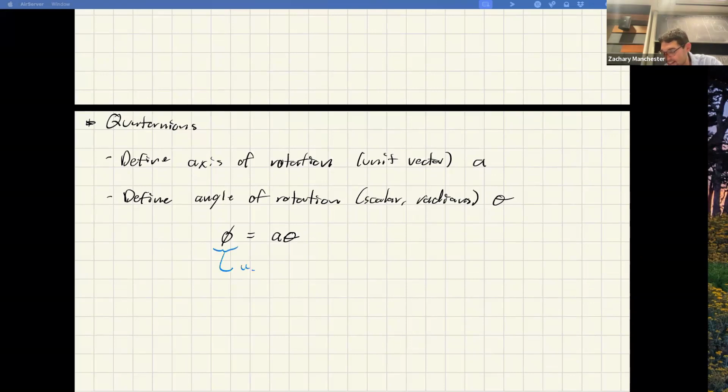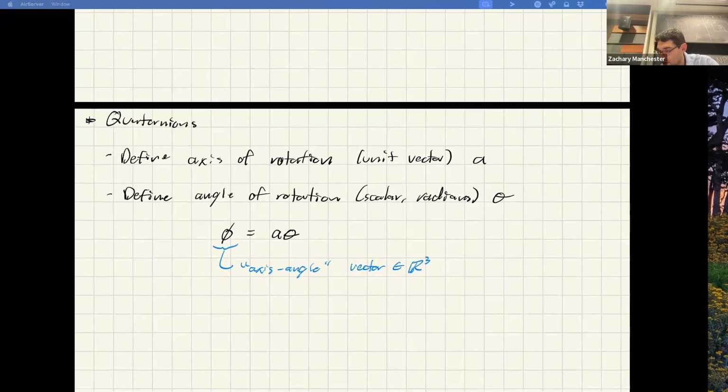So we call this an axis angle. And this is a vector in R3. It has the property that the norm of phi equals theta, and phi over norm phi, so if I normalize the vector, that's A. Cool. So we can go back and forth between these two things.